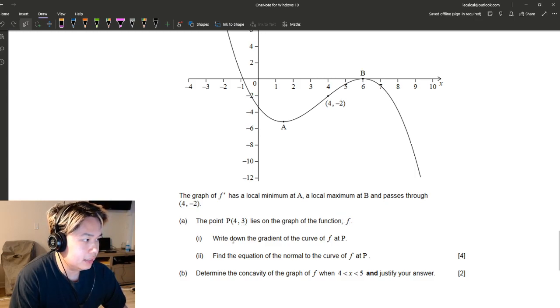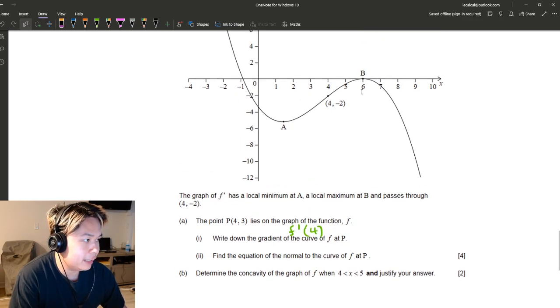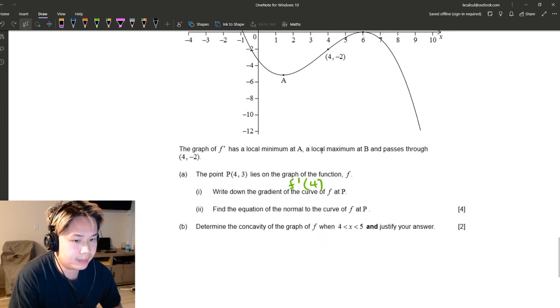Then we need to write down the gradient of the curve of the function at p. So the gradient of the curve at p essentially means we need to find f prime at the x value 4, because that's the x value of the point. But luckily we have a graph of the derivative. So you see right here, the derivative has a value of -2 at the x value 4. So that's my gradient.